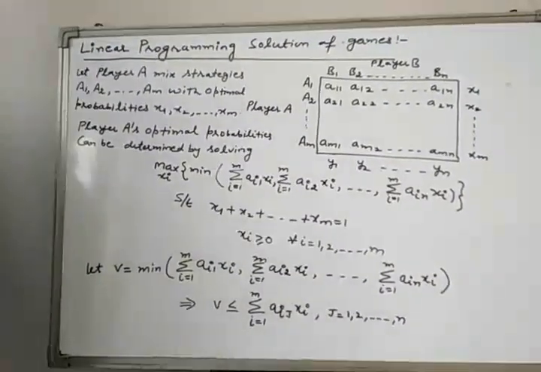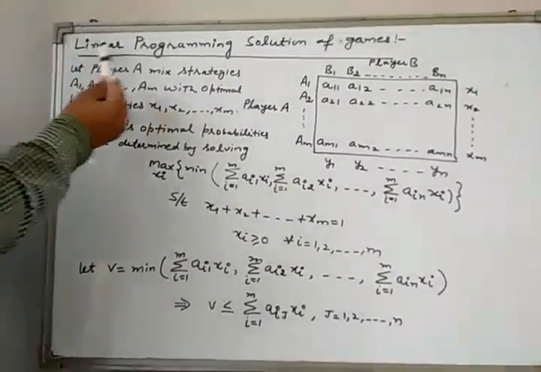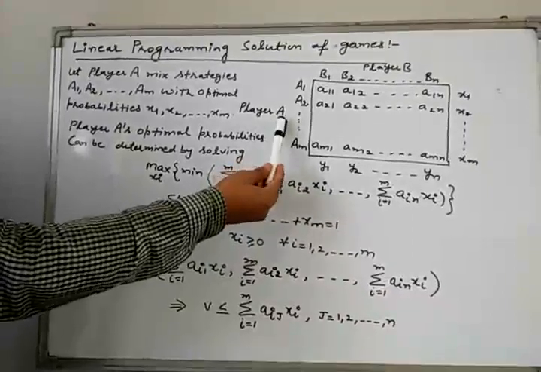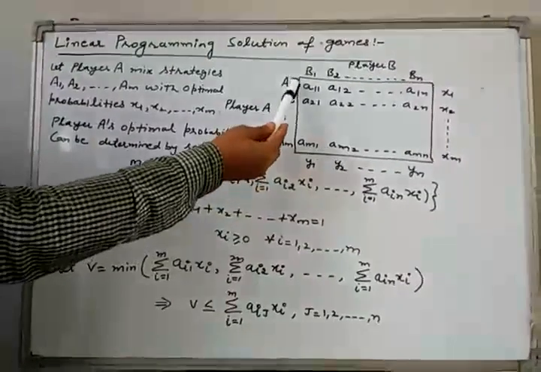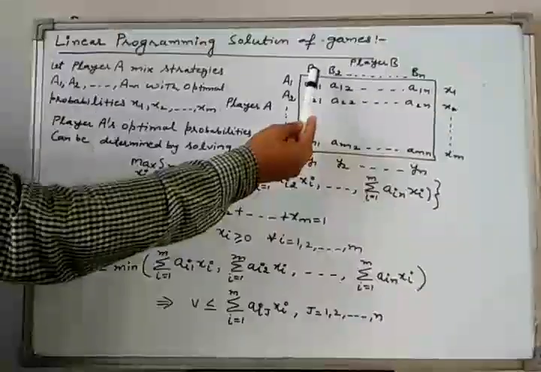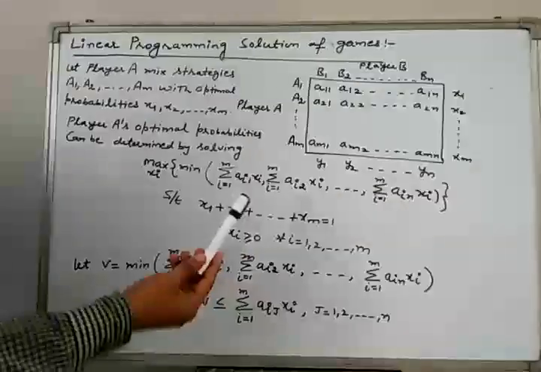Let us discuss how to solve games by linear programming. That is the linear programming solution of games. Say player A has m strategies, that is A1, A2, and so on up to Am, and player B has n strategies, that is B1, B2, and so on up to Bn.